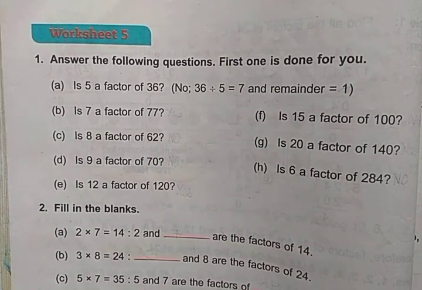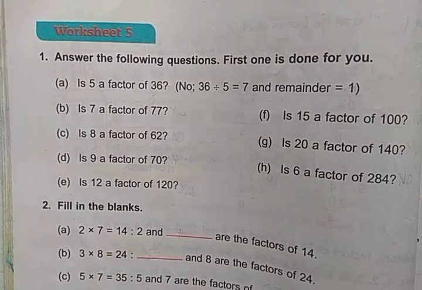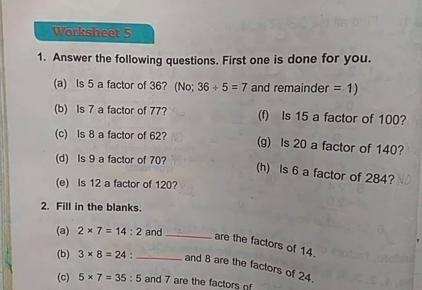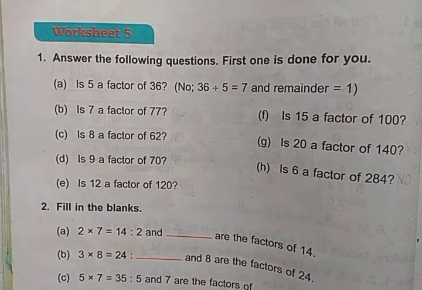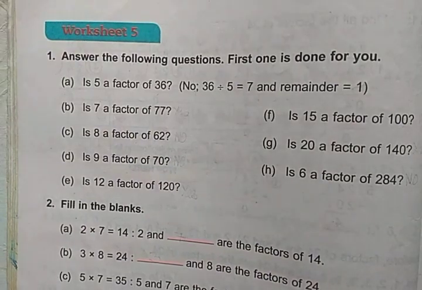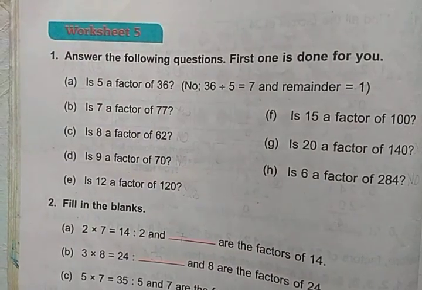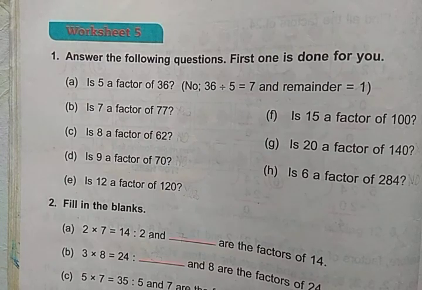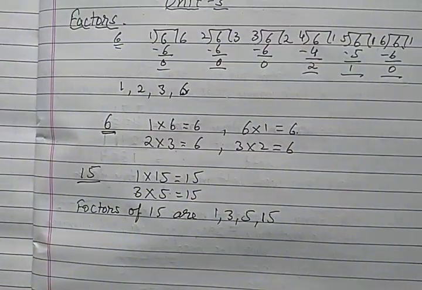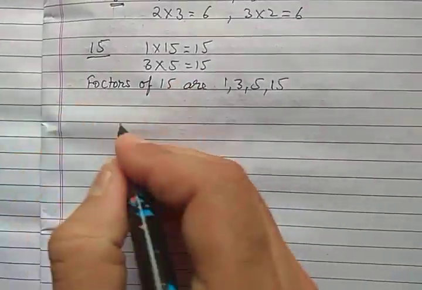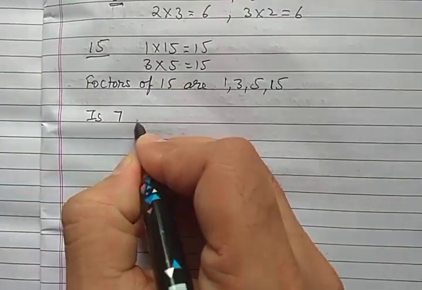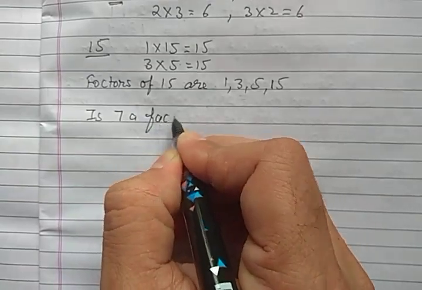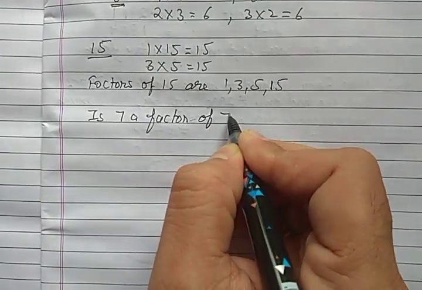As I have already told you, when we divide a number by its factor, the remainder must be 0. Now, is 7 a factor of 77? So let us find it in two ways. Part A and B: is 7 a factor of 77?